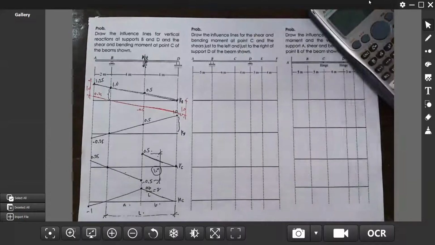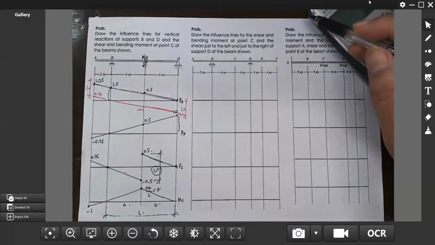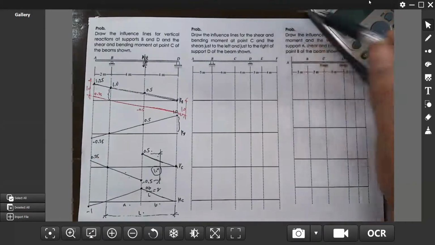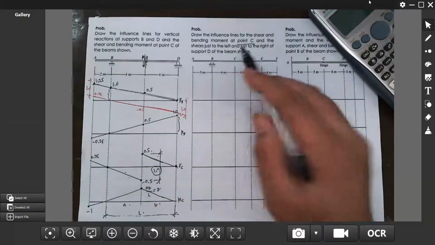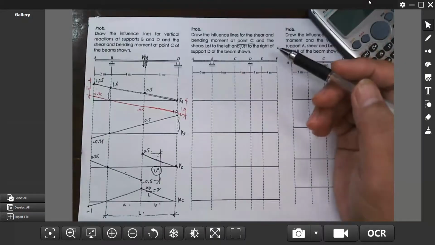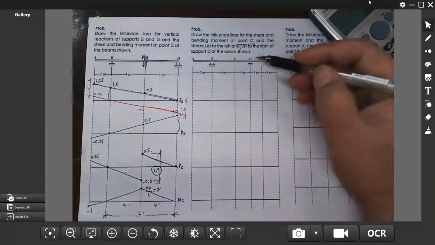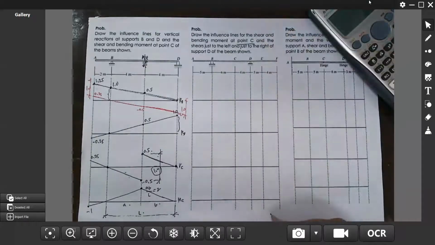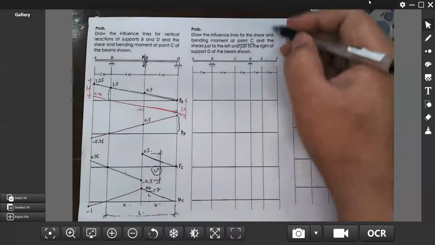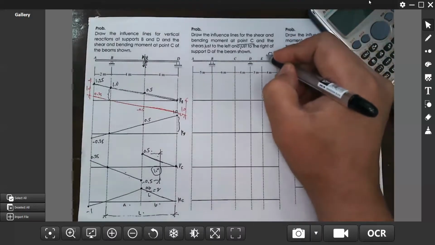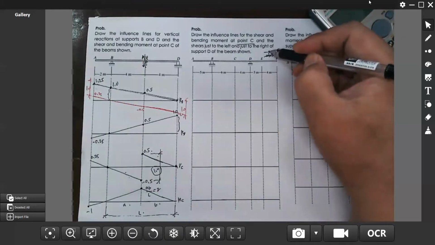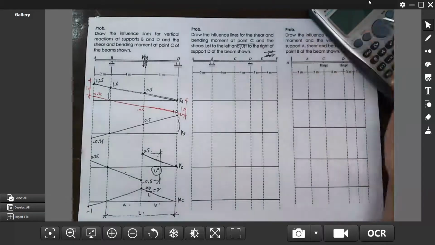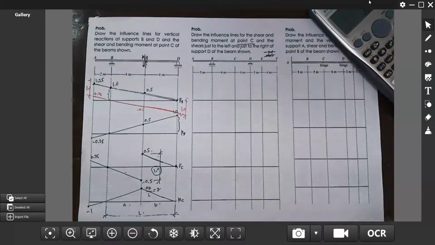Okay. Second problem, may duha ka overhang. You are to draw the influence lines for the shear and bending moment at C, at point C, and then shear just to the left and just to the right of support D of the beam shown. So, bale, kung mo ni mo support, ba? Kung mo ni mo support karon, mo ni mo support, just to the left, bale, ang isa is just to the right. Okay. So, unsay forma?